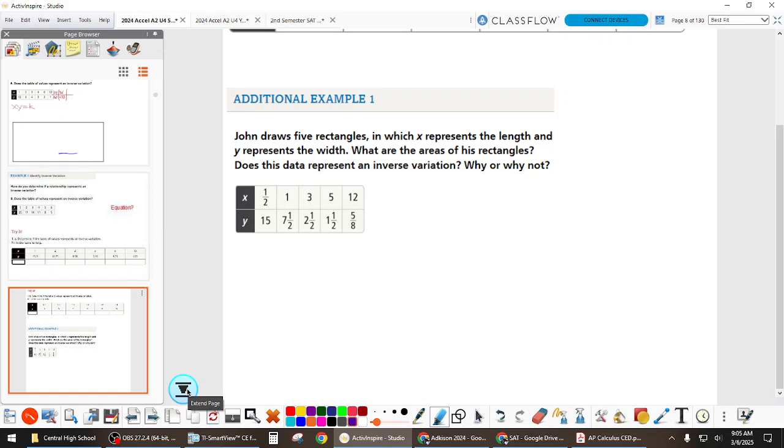Alright, is this inverse variation? Don't shout it out, just let me know with your thumb. Yes or no. Is this inverse variation?